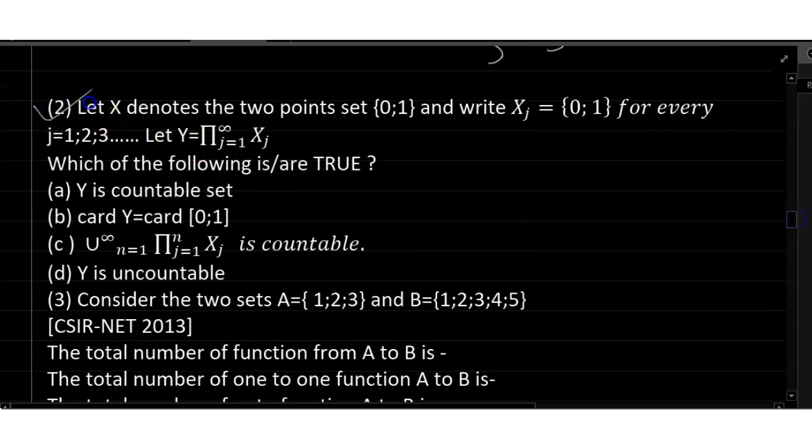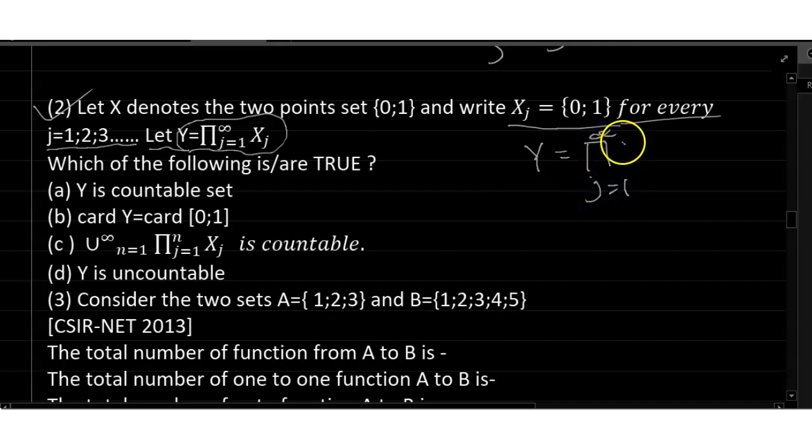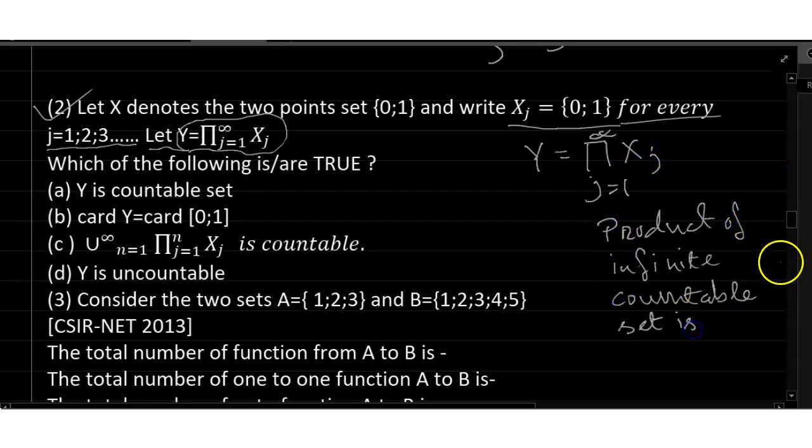Number 2, let X denote the 2 points of set {0, 1} and write Xj = {0, 1}. For every j = 1, 2, 3, let Y be the product of j = 1 to infinity of Xj. So obviously you see that it is the product of j = 1 to infinity of Xj. The product of an infinite countable set is uncountable. So Y is a countable set, this portion is wrong.